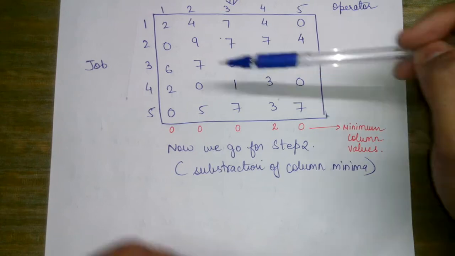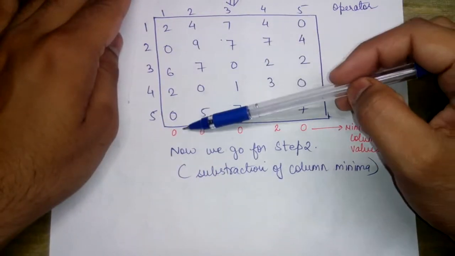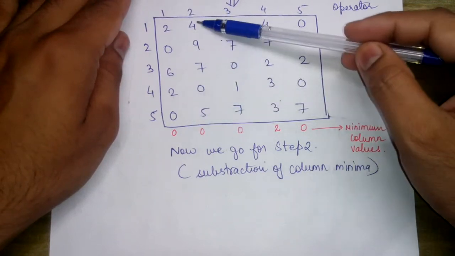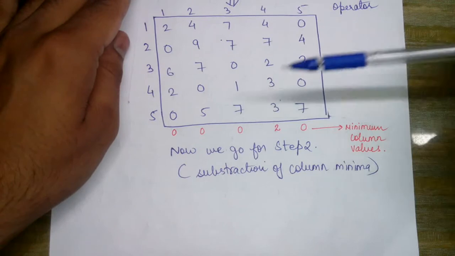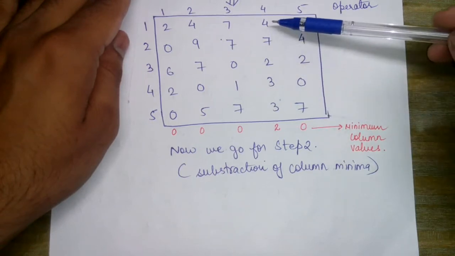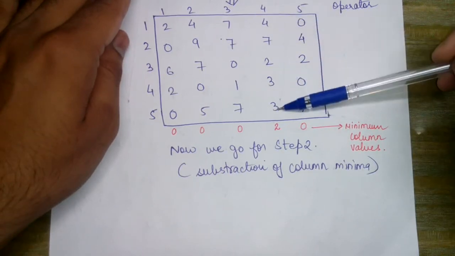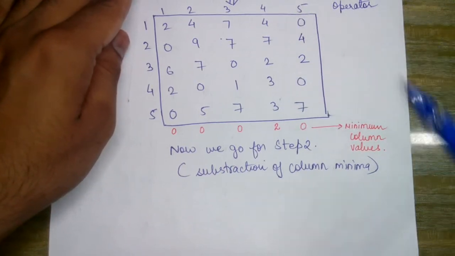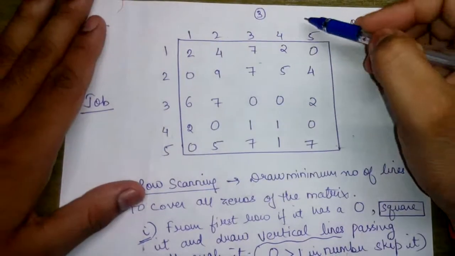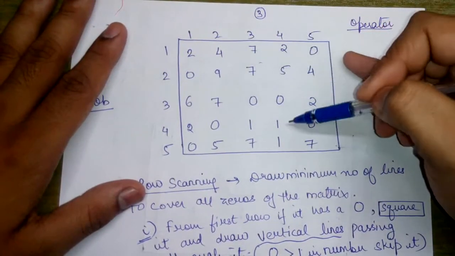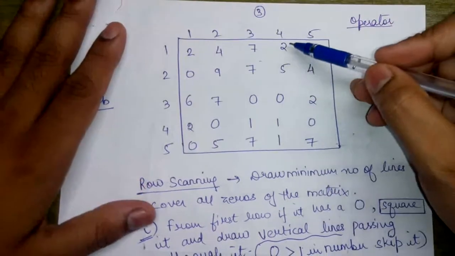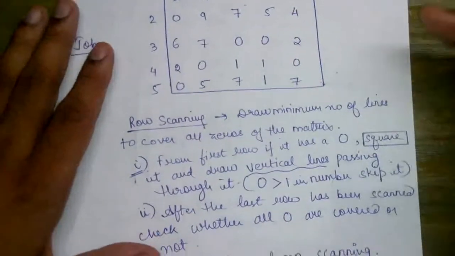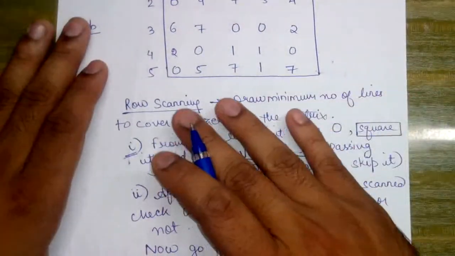Now we subtract the minimum value from each element of the column. When 0 is subtracted, these columns remain the same. But when 2 is subtracted from all the elements of that column, we obtain a different matrix. In the fourth row we obtain 2 5 0 1 1, and everything else remains the same.